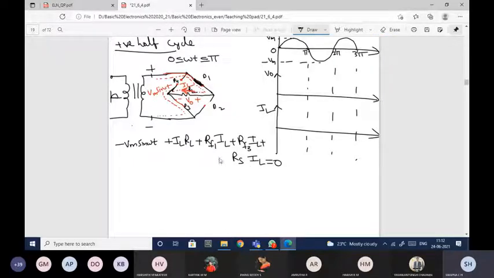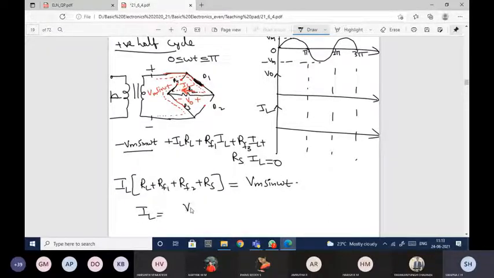Okay, fine. Now let me take this minus Vm sin omega t to the other side, and in between all this I'll take IL common. So it will be RL plus RF1 plus RF2 plus RS, which is equal to Vm sin omega t. I want the equation for IL. IL is equal to Vm sin omega t divided by RL plus RF1 plus RF2 plus RS.